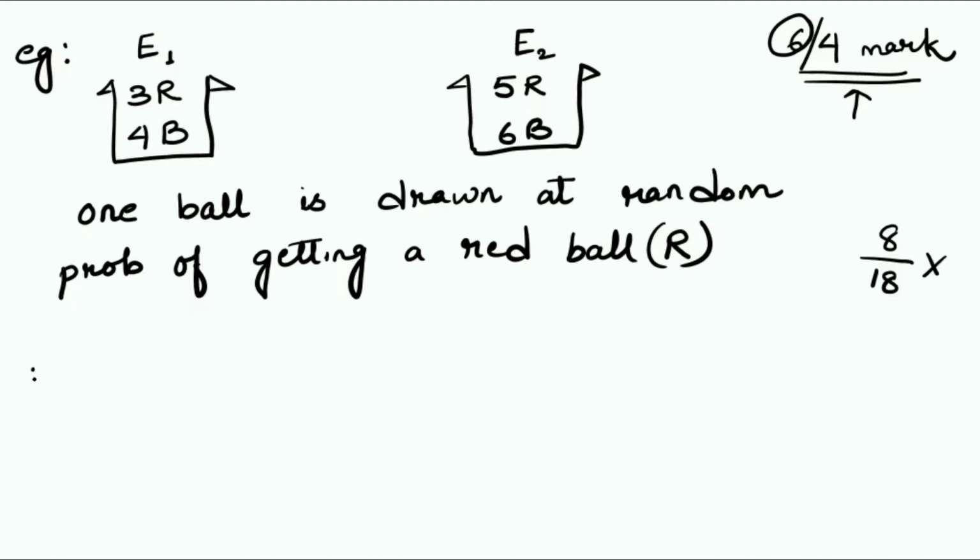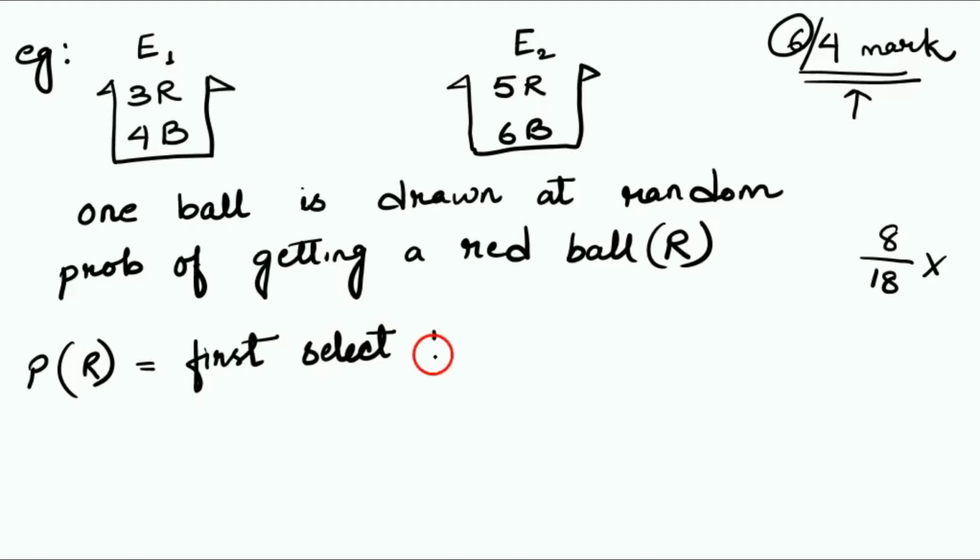Let's write it down. If I say probability of R, getting a red ball, then what we will do first is select the bag, then select the ball.